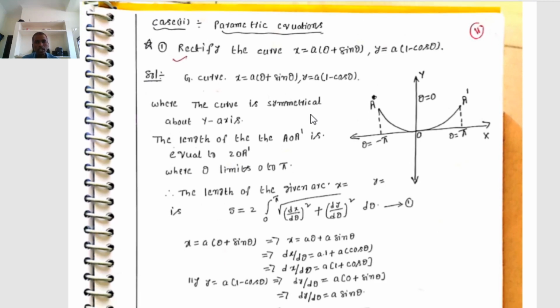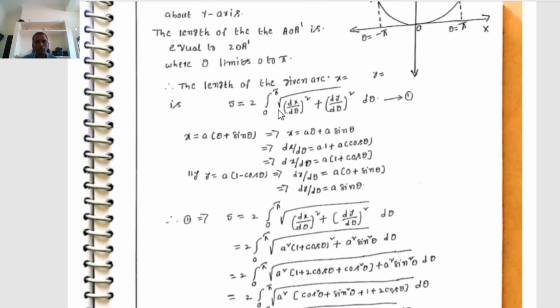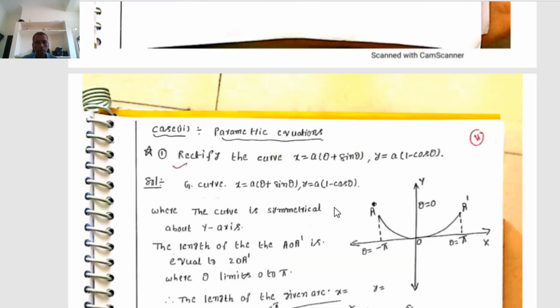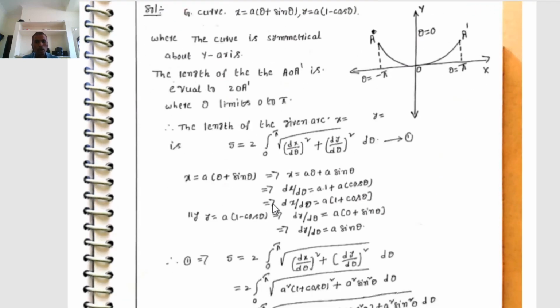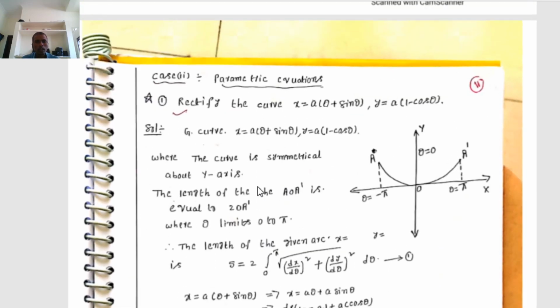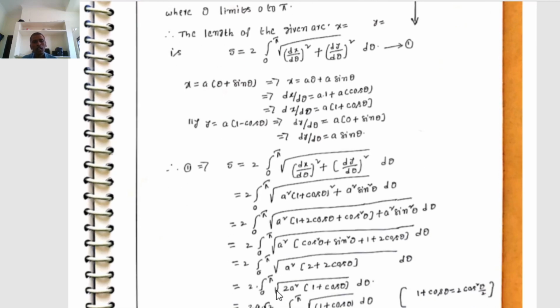That is, find the length of the arc of the curve x equals a into (θ plus sin θ), y equals a into (1 minus cos θ), which is s equals 8a. It is the given curve in the form of parametric equations. Therefore we have to find the length of the arc of the curve using its parametric equation. In terms of t, s equals integration α to β square root of (dx/dt)² plus (dy/dt)² into dt. In terms of θ, s equals integration a to b square root of (dx/dθ)² plus (dy/dθ)² into dθ, where a and b are limits of θ.